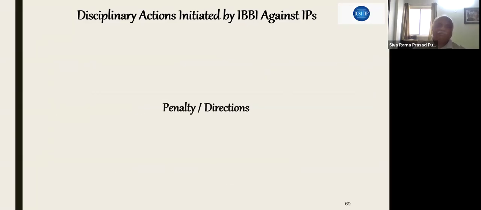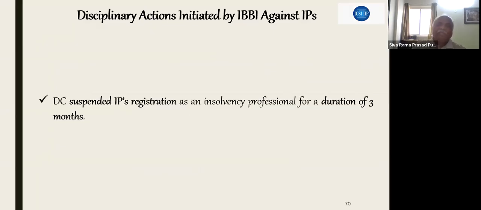Penalty directions. The DC suspended the IP's registration. Not a complete cancellation of registration, but suspension for a duration of 3 months. So you should not act as an IP for 3 months.